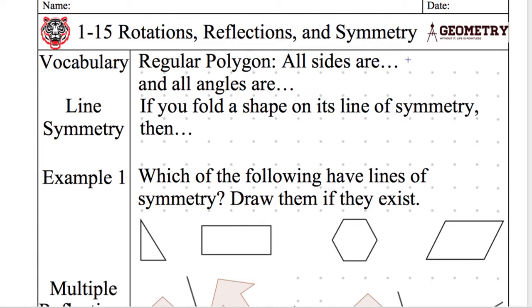All sides are congruent. And all angles are also congruent.